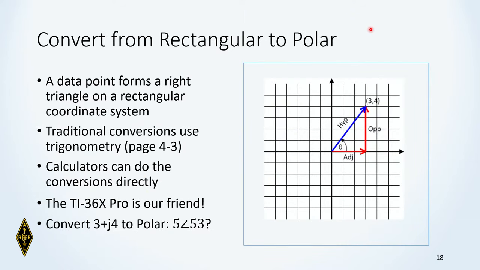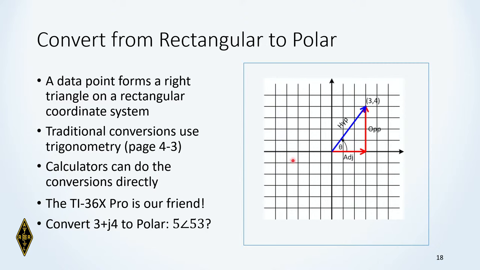Now, converting from rectangular to polar, and there are some questions that require us to do that. I'll have a much easier way than what I'll comment on here. A data point forms a right triangle. We see this right triangle here. In traditional conversions, we'll use trigonometry. There's a whole page in our book, 4-3. I just mention it to let you know that it's there. You won't need anything on that page.